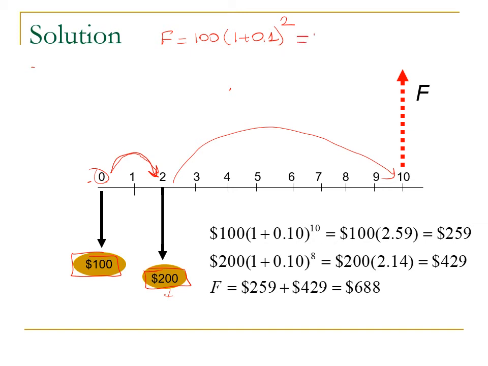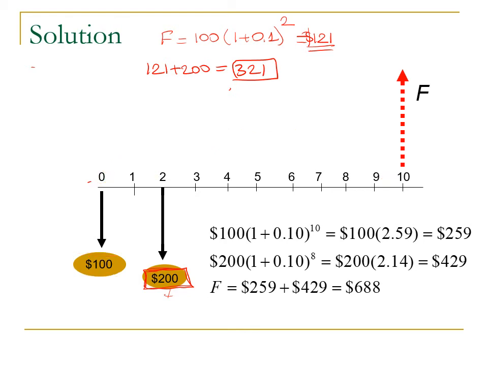And this value is equal to $121. Now this $121 is in year 2. And it's still in the bank account. And we deposit an additional $200 into the bank account. Then what is the total amount in the bank account? It will be $321. Now, what do I have in this cash flow diagram?